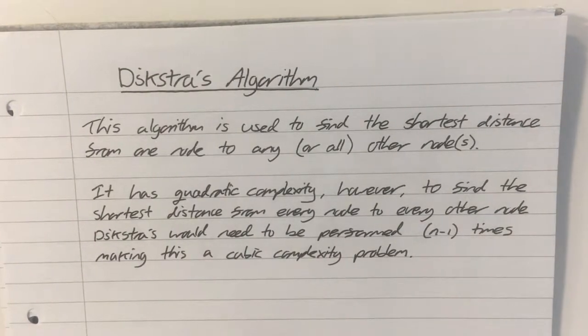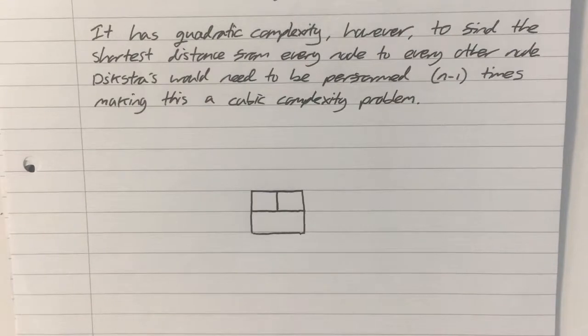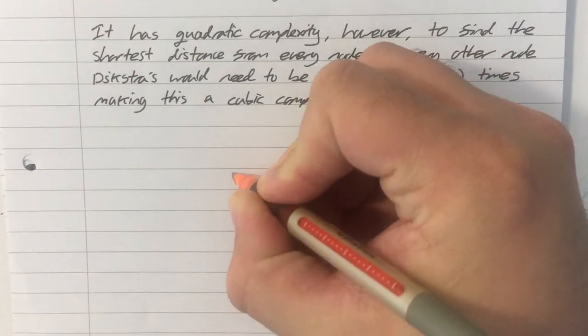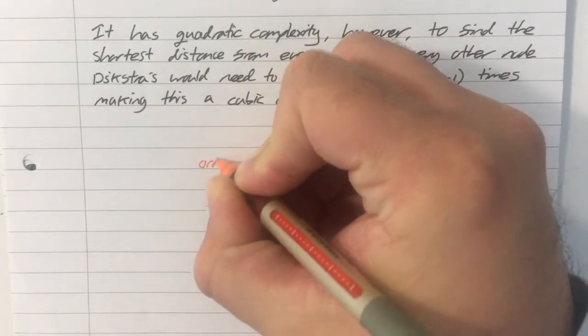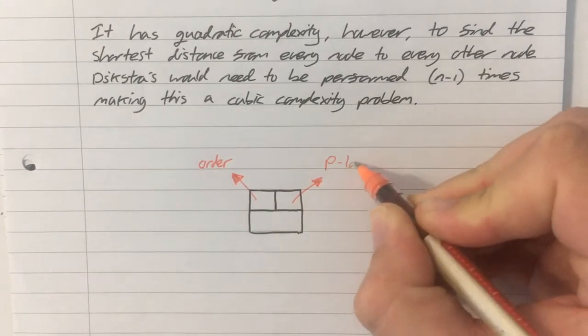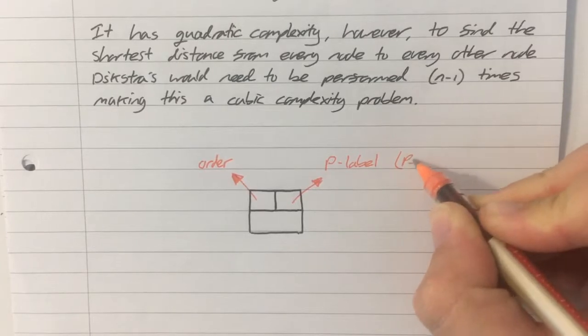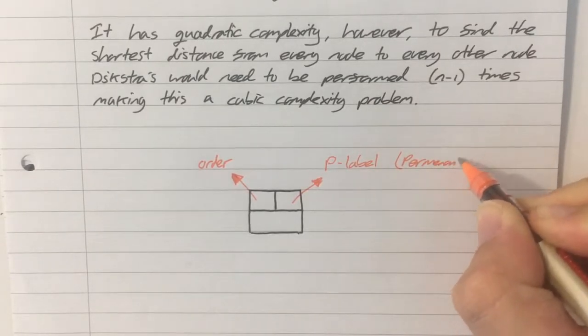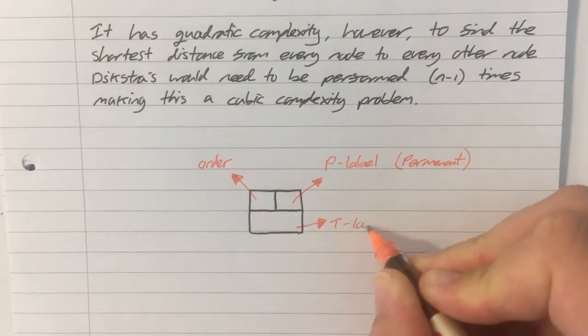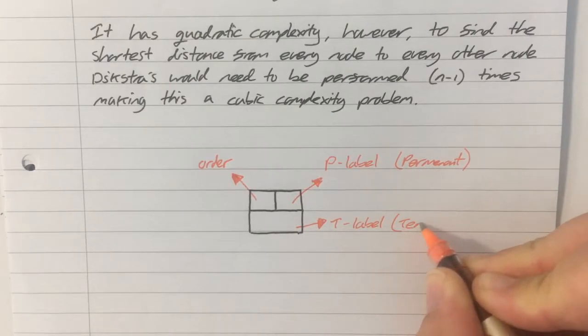Throughout the use of the algorithm, we use a box that looks like this. And one of those boxes goes next to every node in the network. Each section has its own title. This one is referred to as the order. This one is referred to as the P label, which is the permanent label. And this bigger box at the bottom is referred to as the T label, which is the temporary label.